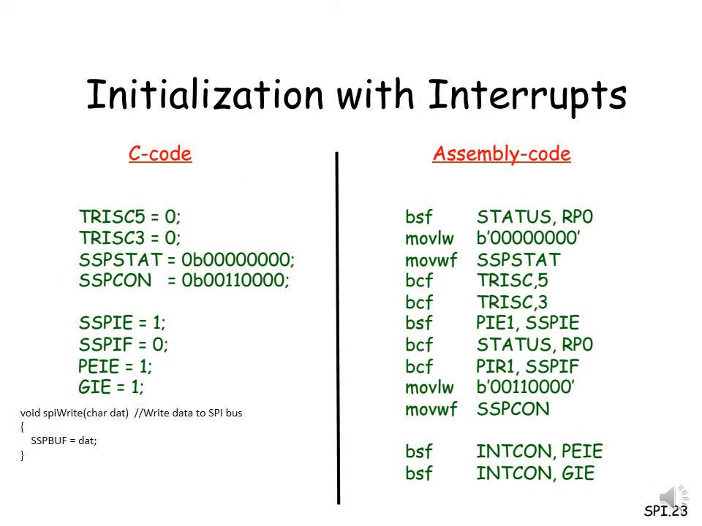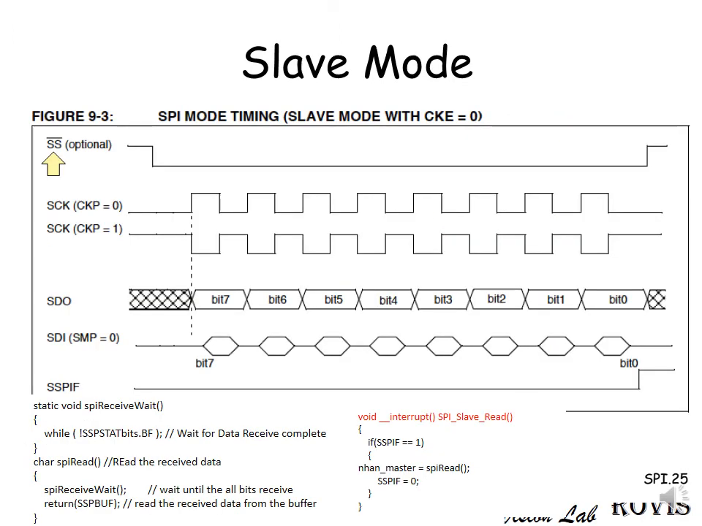this is the code summary for the configuration of the SPI mode. Okay, so after we configure for master or slave, taking the master as the example here, we can transmit the data by giving the data to the SSPBUF register. And for the slave, it's very simple.